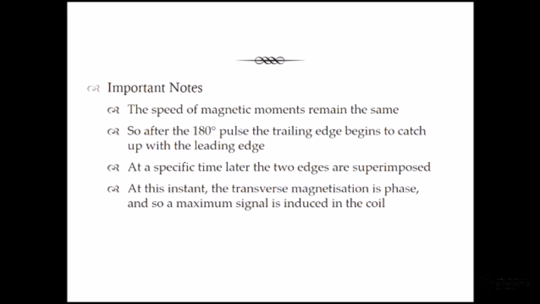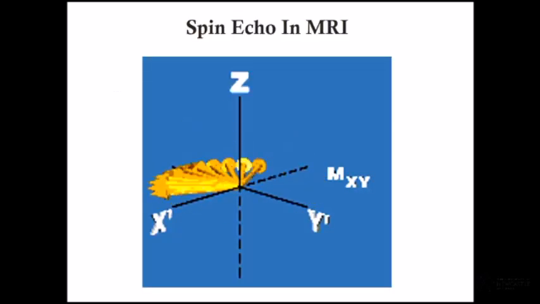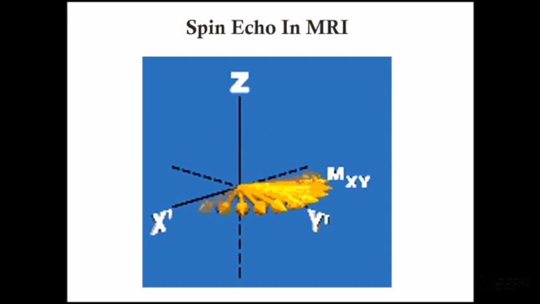Okay? So after the 180-degree pulse, the trailing edge begins to catch up with the leading edge, and that's what I was showing you on that little diagram. At a specific time later, the two edges are superimposed. At this instant, the transverse magnetisation is in phase, so it's in phase again. So we have a maximum of signal induced in the coil. So just going back, looking at that, so flipping, dephasing, 180-degree pulse, and they rephase into a maximum.